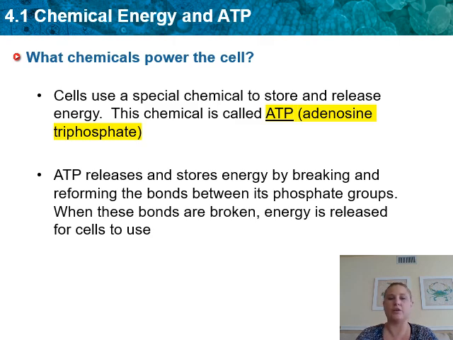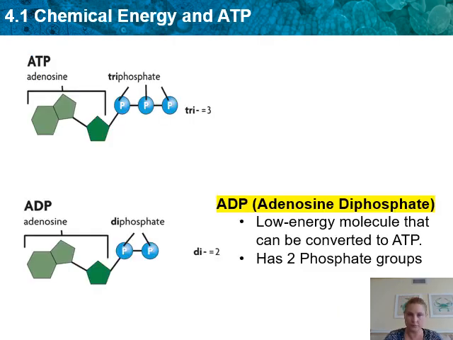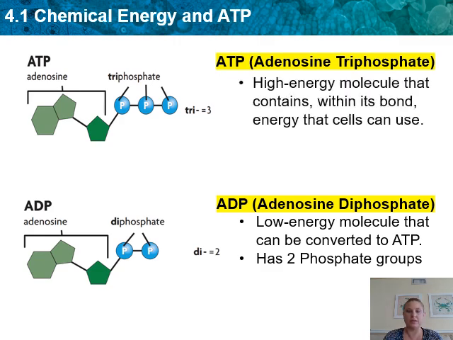And when the bonds are broken, energy is released, and then they get formed back together, and we'll talk about that again on the next slide. So we have 2 things. We have ATP and we have ADP. ATP, again, is adenosine triphosphate. It's the high energy molecule that contains within its bonds energies that cells can use. Once we use up the energies, those bonds get broken and they turn into this thing called ADP. ADP, adenosine diphosphate, di for 2, is a low energy molecule that can be converted to ATP, and it only has 2 phosphates. 3 is for ATP. ATP, 3 phosphates. ADP, 2 phosphates.